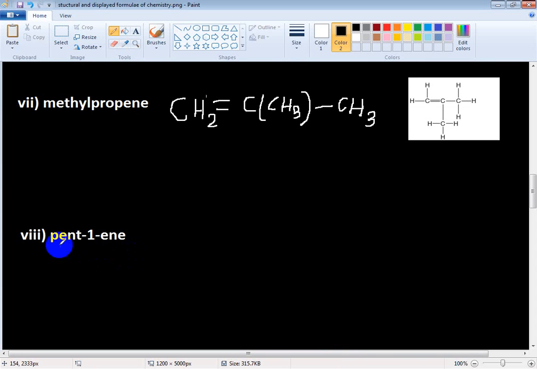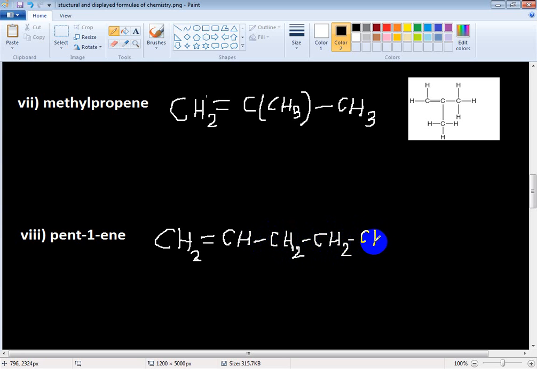Now pent-1-ene. Pent means 5 carbons in a chain, and the double bond position is the 1 position. So here I give the double bond, so it will be CH2, not CH3, because of the single bond, CH3. Okay, this is the displayed formula, structural formula of pent-1-ene.